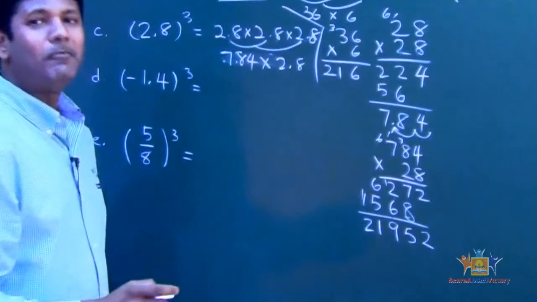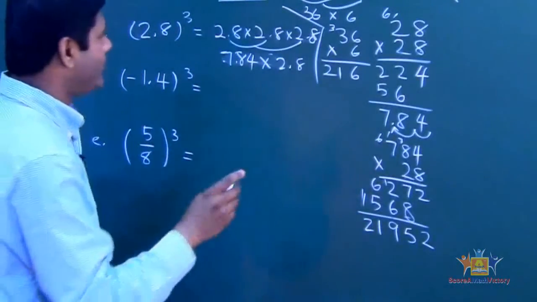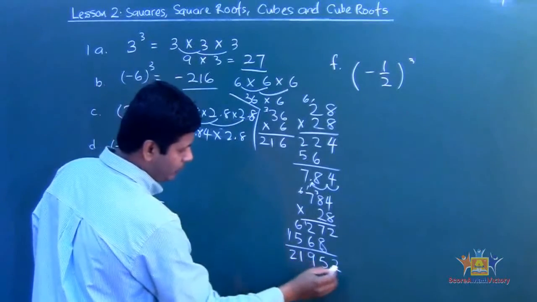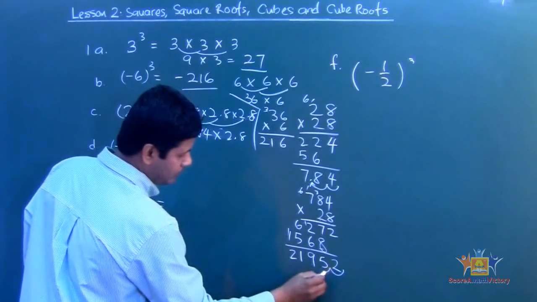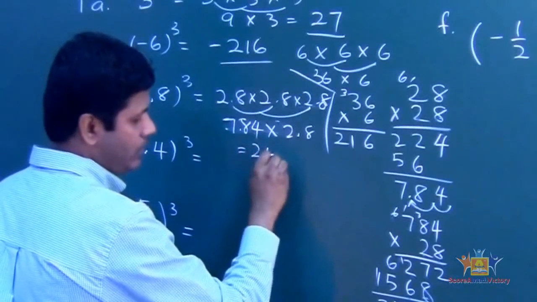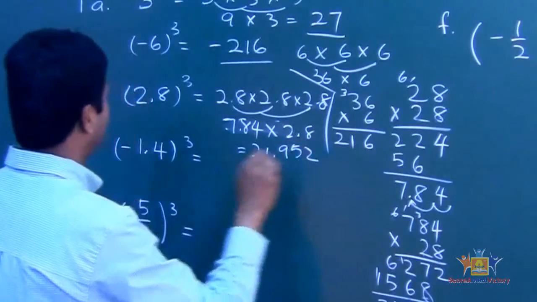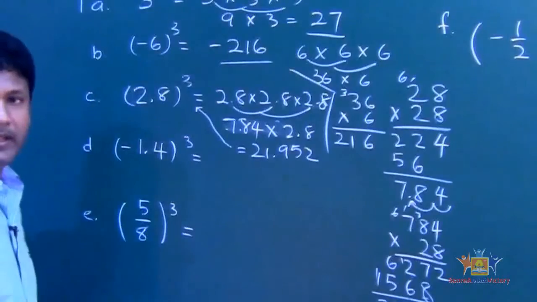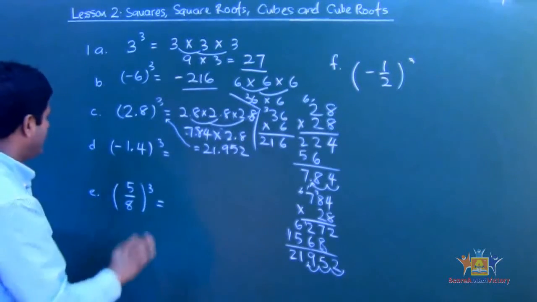Then what do we do? Bring the decimal back. Very important, okay? How many digits behind the decimal? 1, 2, 3. 1, 2, 3. So that means you're going to grab this decimal, move it 3 times. 1, 2, and then 3 right there. So it becomes 21.952. Okay, and that's for this one right there. Alright? Pretty easy, isn't it? Very straightforward, okay? Now let's look at D.